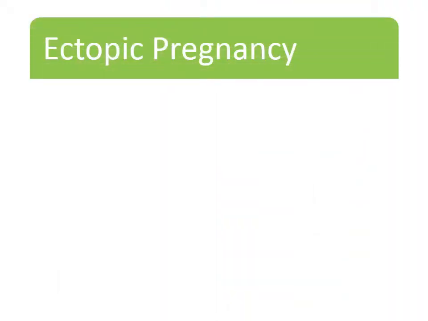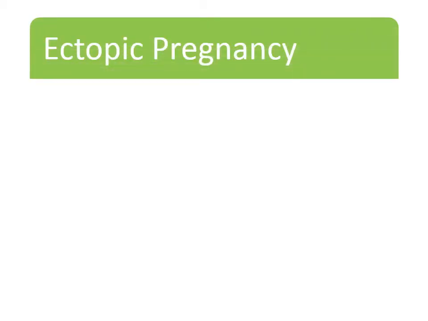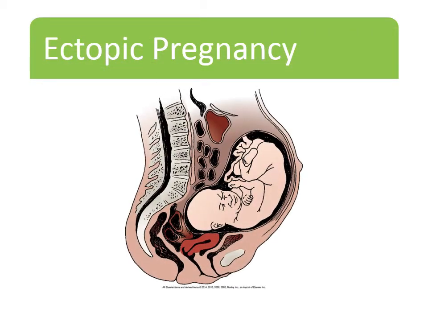Ectopic pregnancy. When the fertilized ovum is implanted outside the uterus, an ectopic pregnancy can occur in the tube, the interstitium, or the cervix. In ectopic pregnancy, the ovum can also implant in the abdominal cavity.